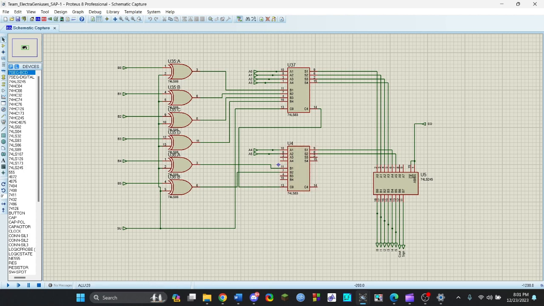We know that the XOR gate outputs 1 when the inputs are 1 0 or 0 1, and if the inputs are both 1 and 1, the output is 0.